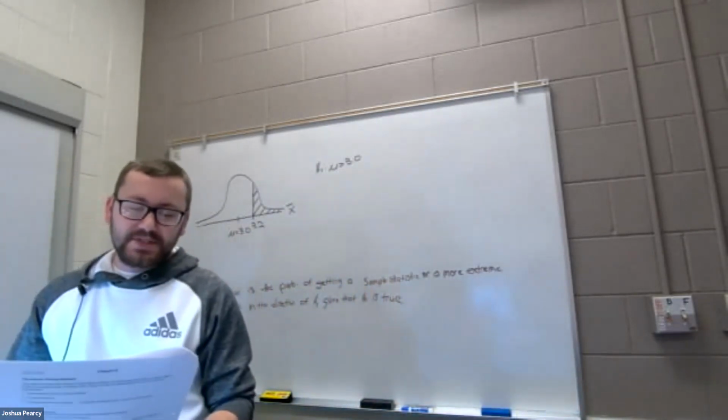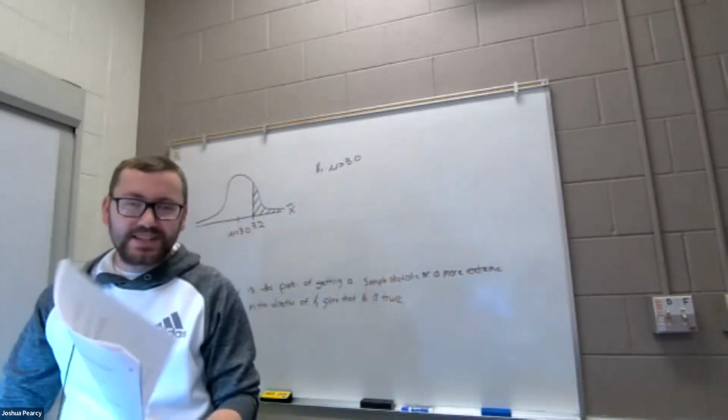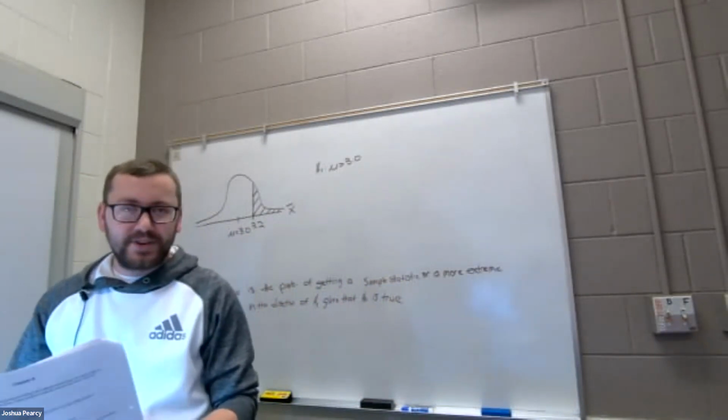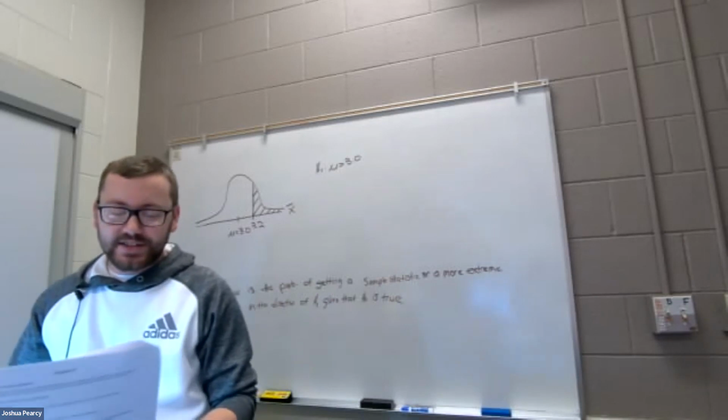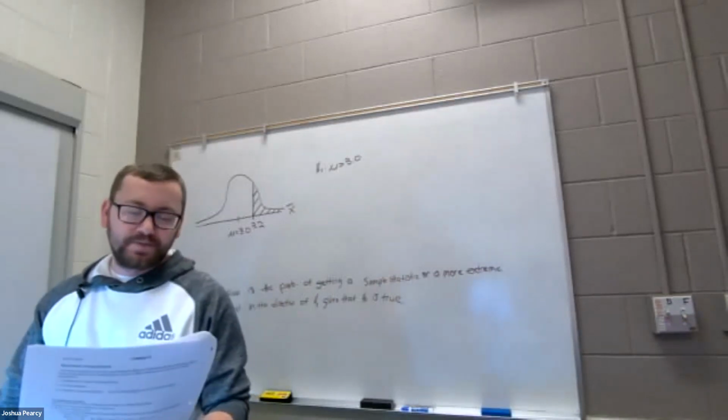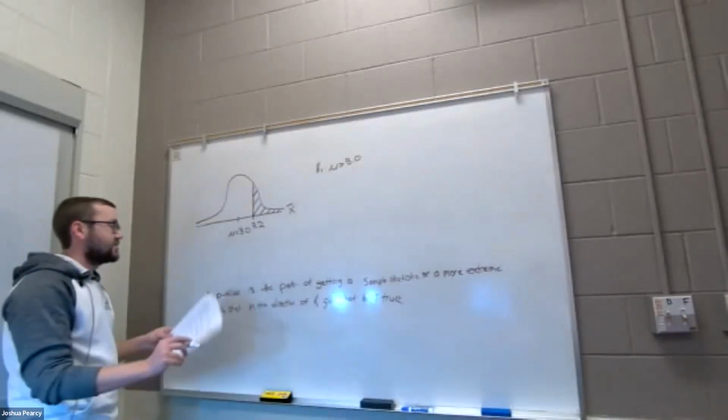Then the steps to perform a hypothesis test using this p-value approach. The first step is still the same: state the null and the alternative. The second, state your decision rule. So this is the part that will change, and I will mention it here.